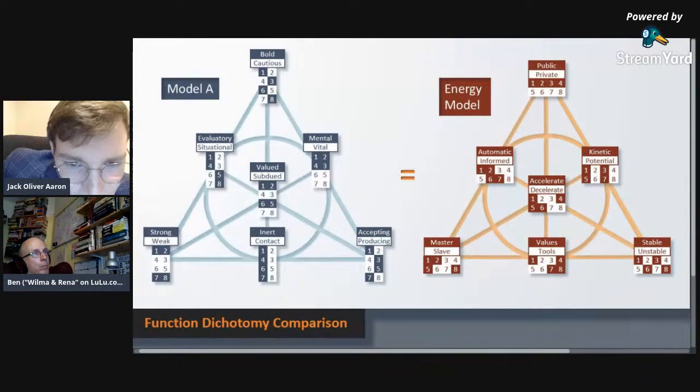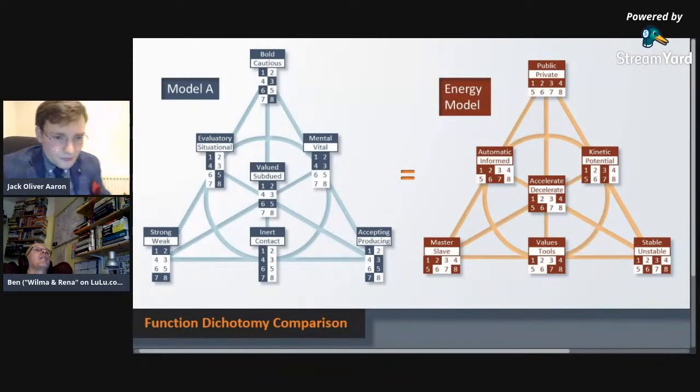We need to know what these things actually mean. What does public and private mean in Model G terms? It's pretty much the same thing, but they're slightly different. There's a separate article on that, so I could ask for that to be translated as well.